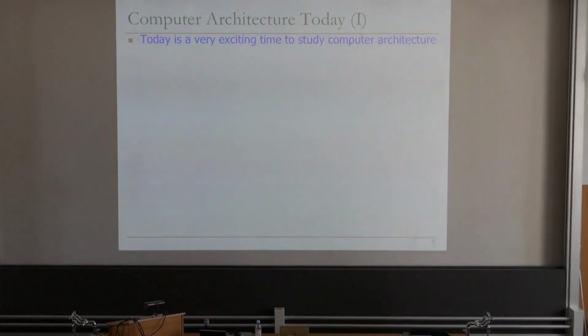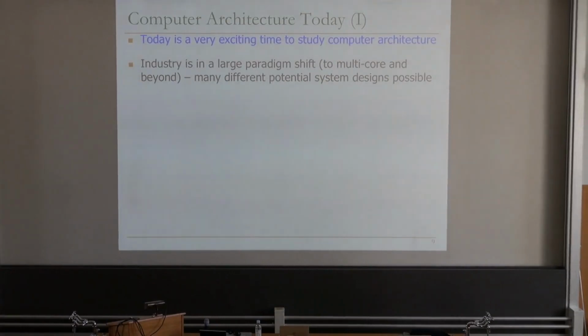Okay, so I think today is a very exciting time to study computer architecture. And industry is in a large paradigm shift to multi-core and beyond. Actually, multi-core has already happened. And clearly, it was not the solution, right? Everybody was thinking circa 2000 or so, oh, these single-core processors, they're consuming a lot of power. They're not parallel enough. So let's build multi-core. And clearly, people quickly figured out that that was not the only solution, and not necessarily a good solution for everything. As a result, today we don't know what to do, essentially, both in industry as well as research. So there are many different potential system designs that are possible. That's why you're seeing this proliferation of accelerators, actually. People are building very specialized architectures on FPGAs or ASICs.